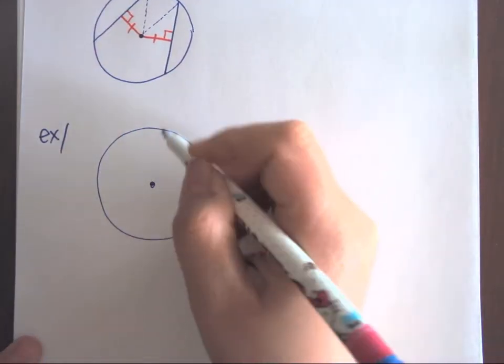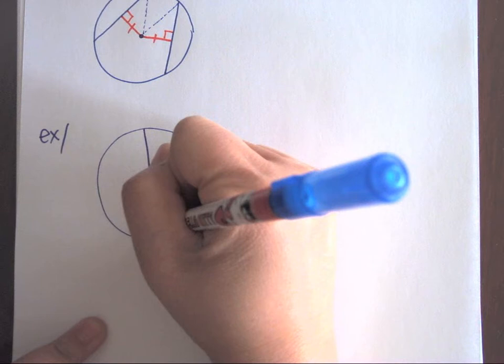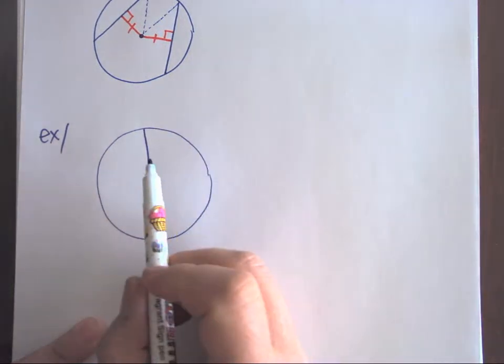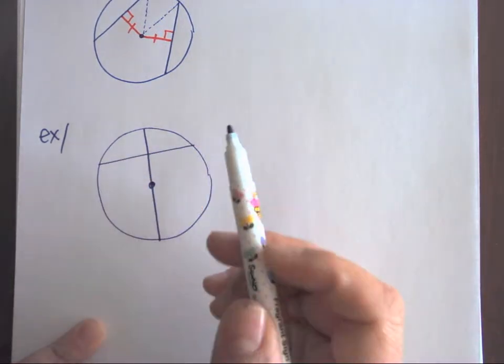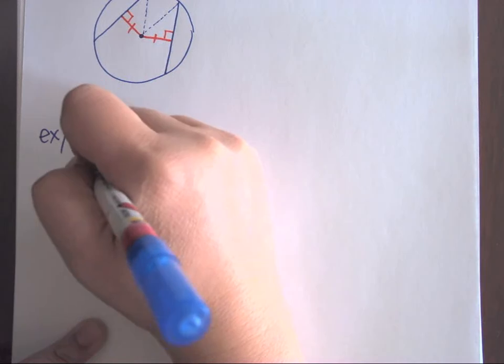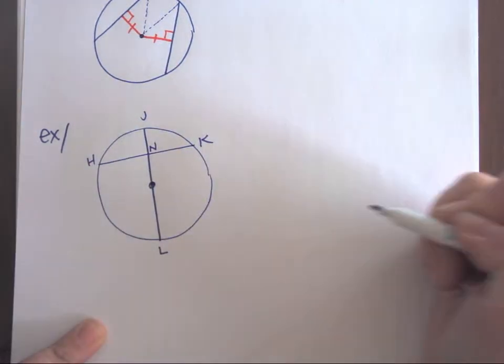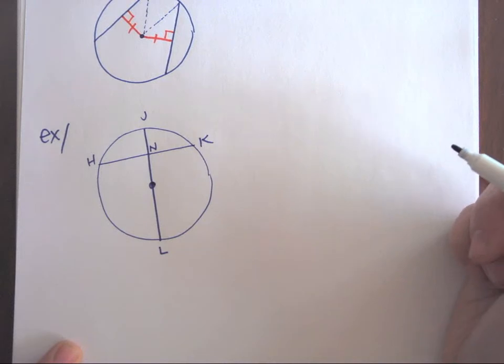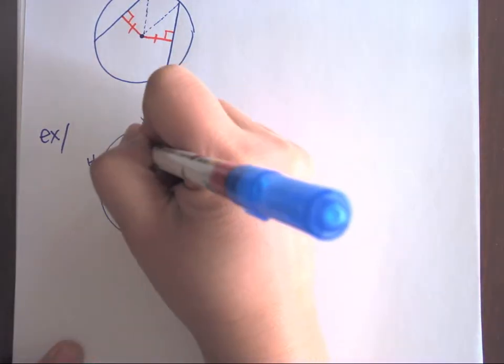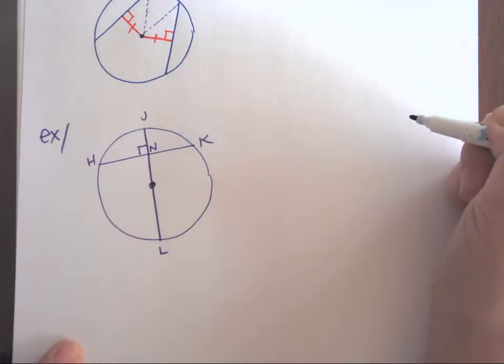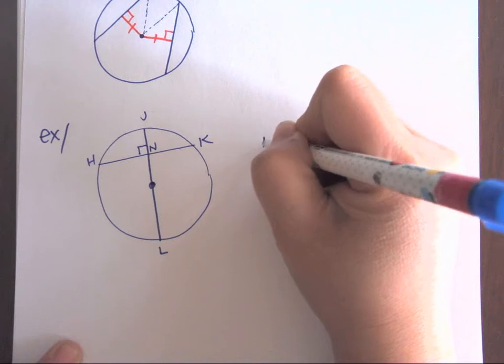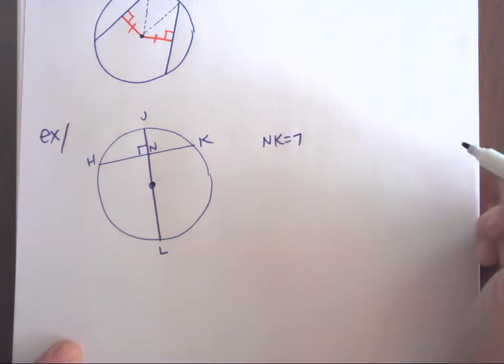So we have our circle, let's draw a diameter, and a chord, J, H, N, K, L. I'm going to tell you that this is a right angle, and NK equals 7.